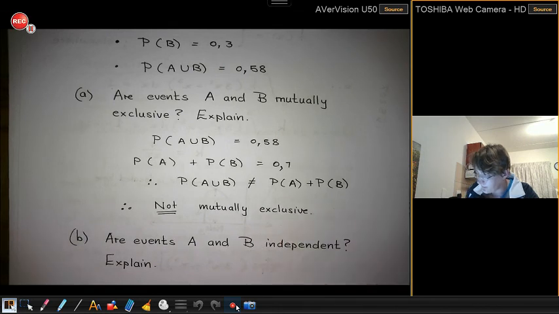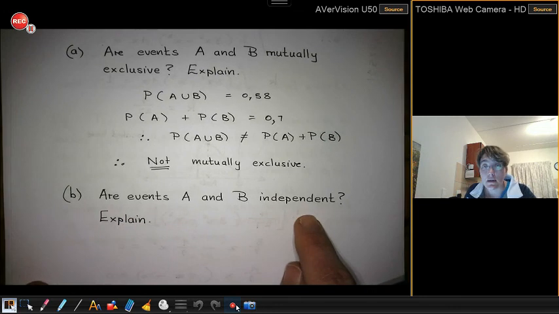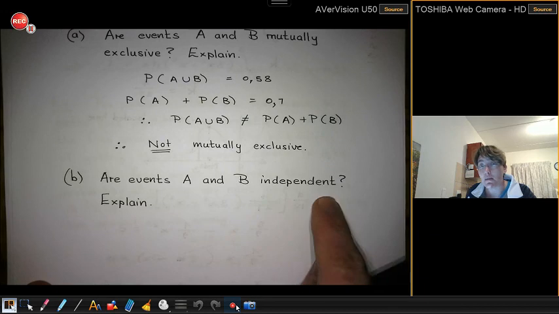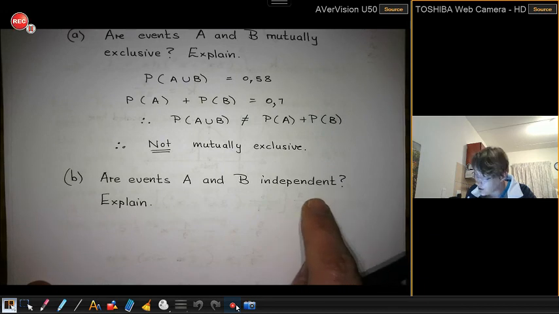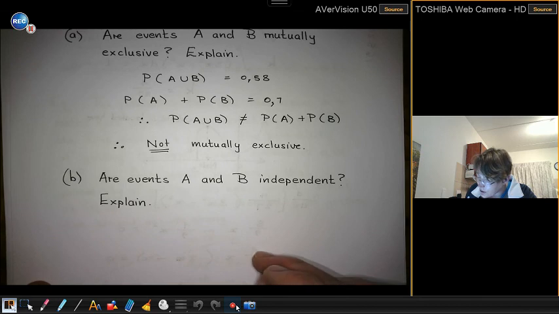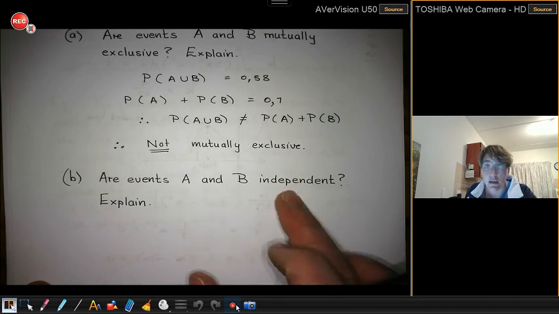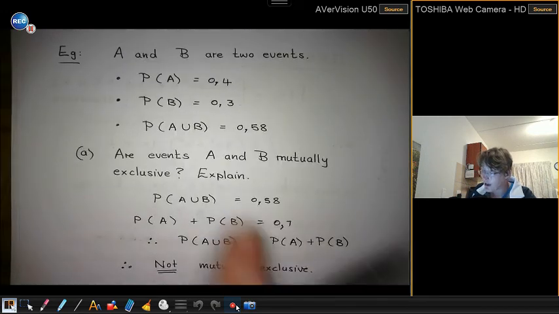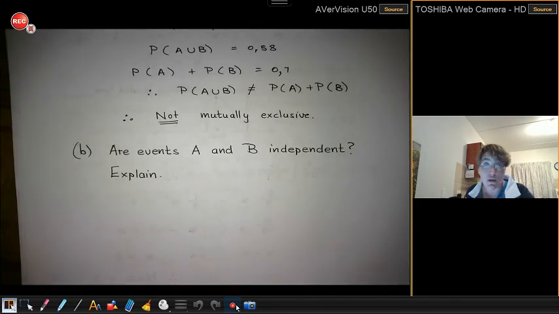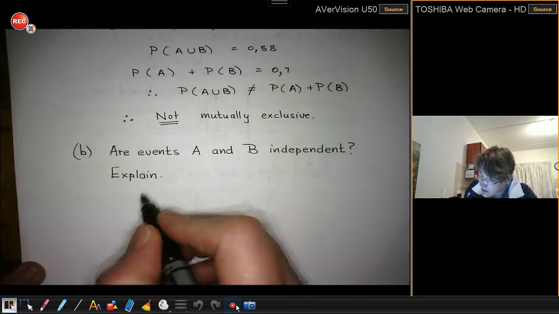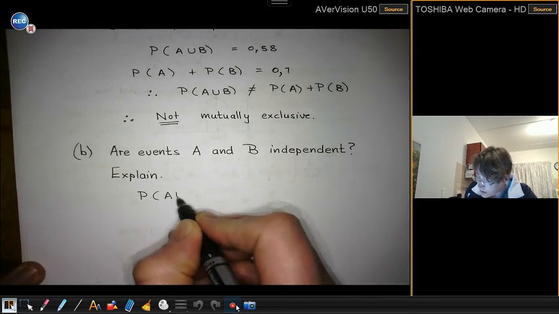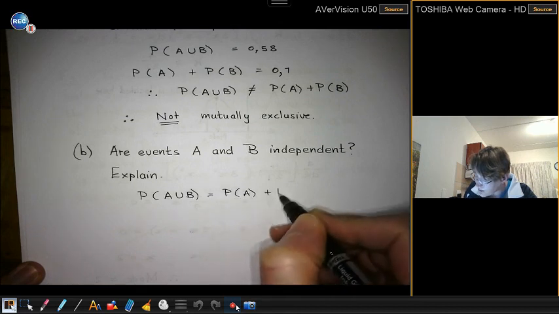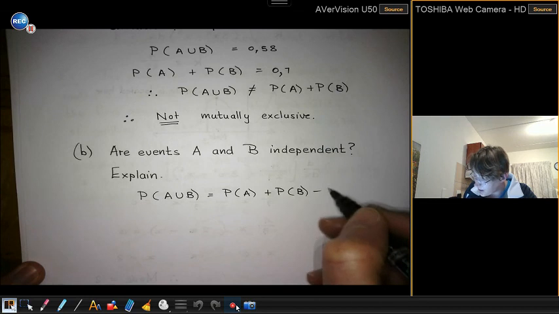Then the next one, are events A and B independent? Okay, let's see. Explain. And again, we are checking to see whether it's independent, so you can't start with a statement. So we first have to go and we have to say, okay, I need to calculate A and B. So in order to calculate A and B, I first need to go to the probability identity, because remember, they haven't given me A and B. And I can't use independence to calculate A and B. So I have to say the probability of A or B is equal to the probability of A plus the probability of B minus the probability of A and B.